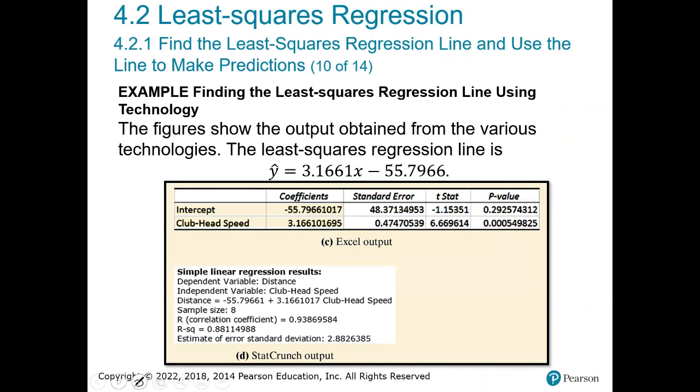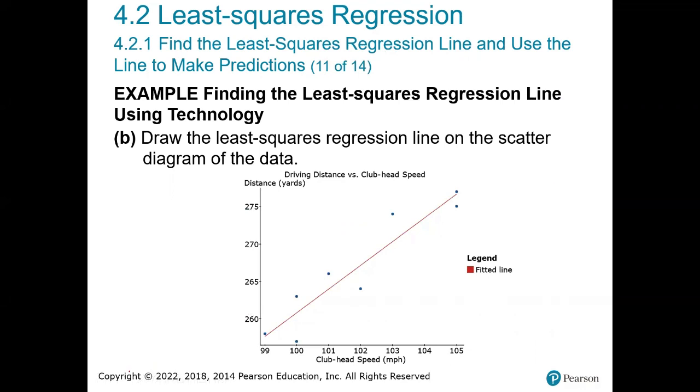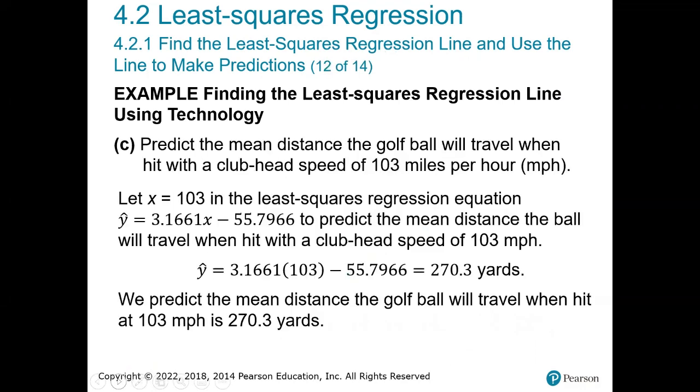Okay, so we're going to use this new equation here. I showed you how to do that. That's already on there. Predict the mean distance the golf ball will travel when hit for 103 miles per hour. So we're going to see how our test, when we first did it, compares here for the 103. So using our most correct formula, 3.1661 times x minus 55.7966, we're going to plug in 103 for x. So 103 goes in here, times 3.1661, and then subtract 55.7966. I'm going to get 270.3.